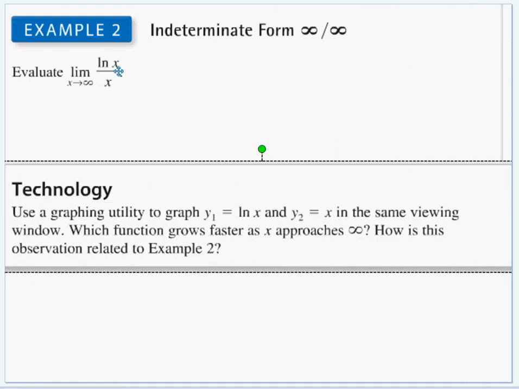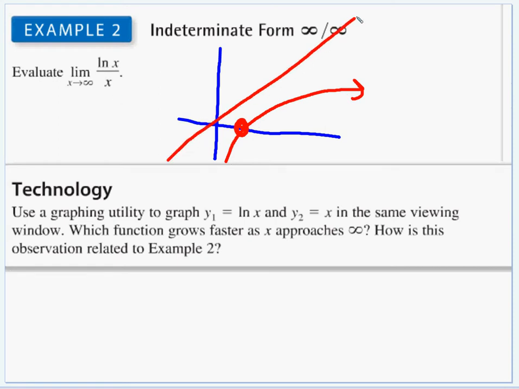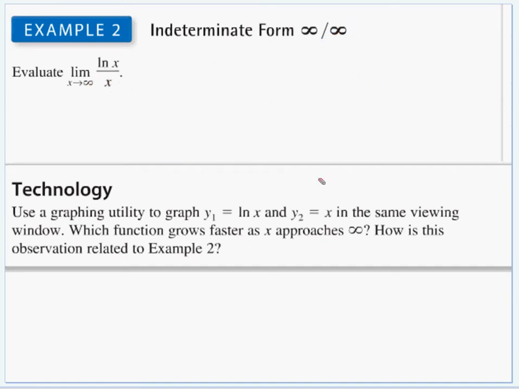Use a graphing utility to graph the natural log of x, that's the numerator, and the denominator x in the same viewing window. Which function grows faster as x heads toward infinity? How is this example related? Well, if we looked at the graph, the natural log of x goes through the point 1 comma 0 and heads up like this. Y equals x is just a line going through the origin up diagonal through the graph paper grid. So here when we look at it graphically, we see our denominator is heading to infinity faster. So it is more powerful, and that's going to head our limit down to 0 like we just saw.